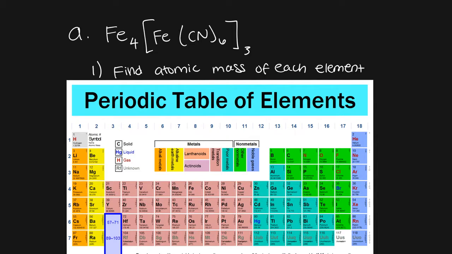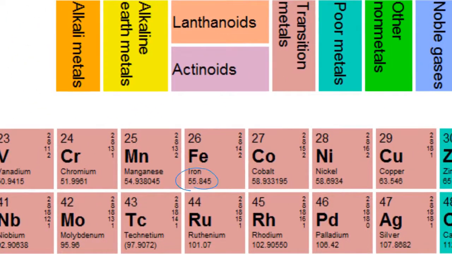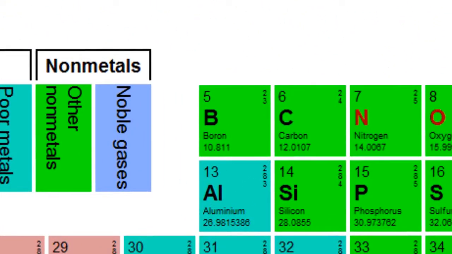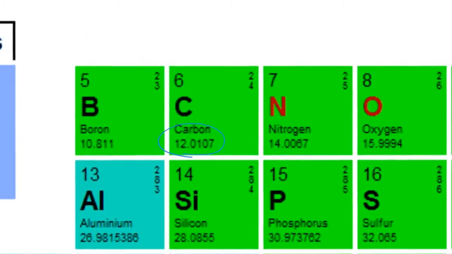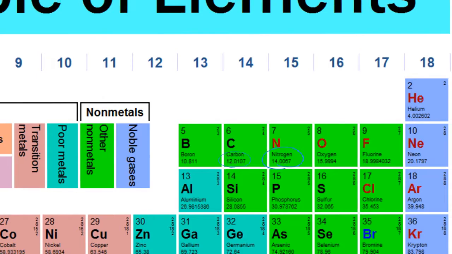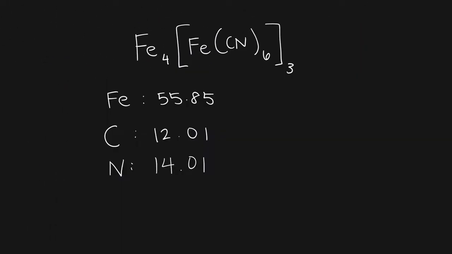The first step is to find the atomic mass of each element in the compound. Now, the elements in the compound are iron, carbon, and nitrogen. Iron has an atomic mass of 55.85. Carbon's atomic mass is 12.01, and nitrogen's atomic mass is 14.01. So here are all the atomic masses for each element.